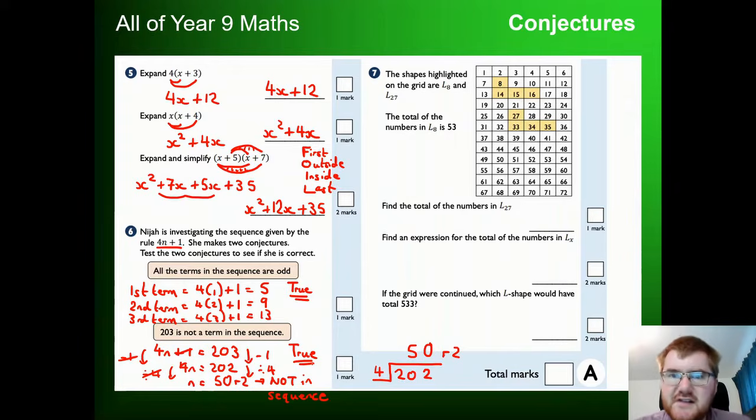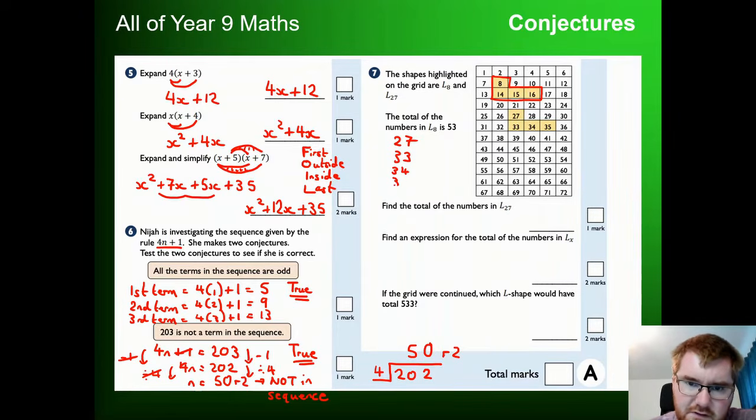Okay, question 7. So the shapes highlighted on the grid are L8 and L27. Okay, so we've got this lovely L shape, like so. The total of numbers in L8, so this one is 53. Is that true? 15, 29, 37, 53. I agree. Find the total of the numbers in L27. So this is just a case of adding together 27, 33, 34, and 35.